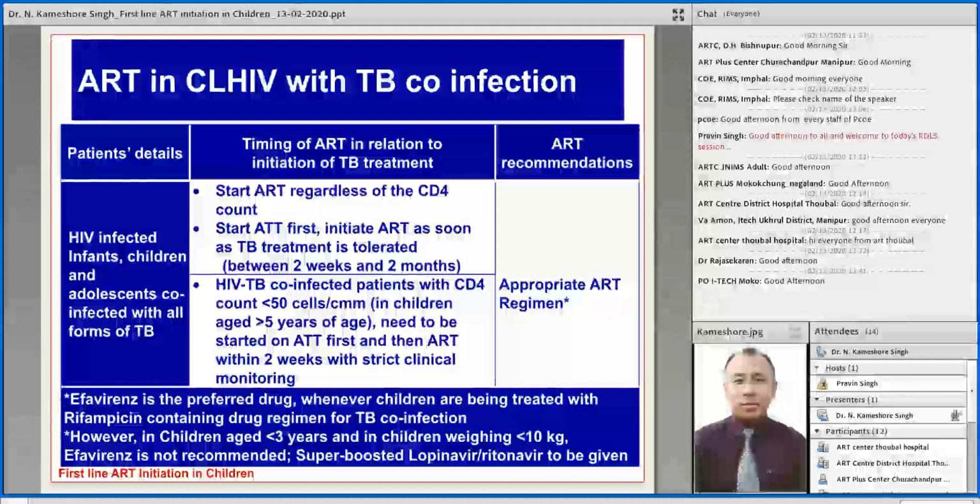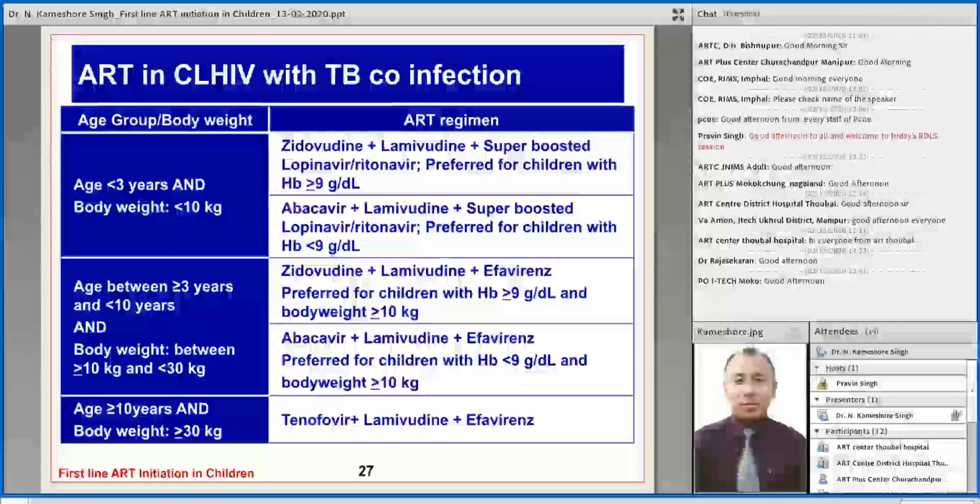And in this case, efavirenz is the preferred drug whenever the child is being treated with rifampicin-containing drugs. However, in children less than 3 years or body weight less than 10 kg, where we cannot use efavirenz, superboosted lopinavir/ritonavir is to be used. And if the age is less than 3 years and the body weight is less than 10 kg, then zidovudine, lamivudine, superboosted lopinavir/ritonavir is to be used. Of course, the hemoglobin should be more than or equal to 9 gram/deciliter for use of the zidovudine.